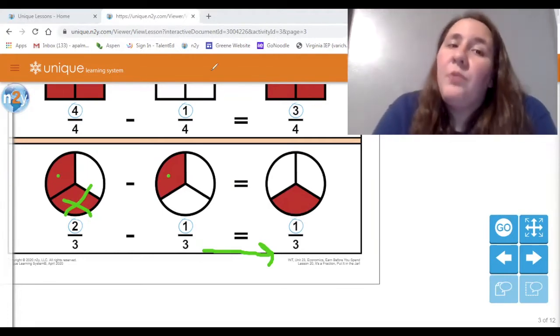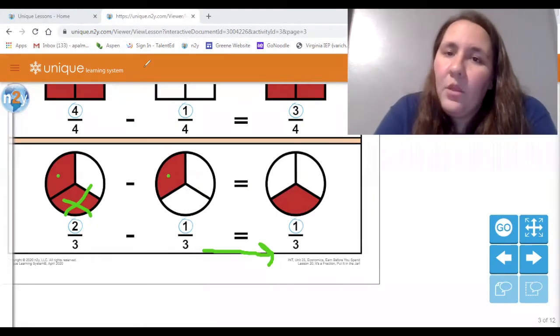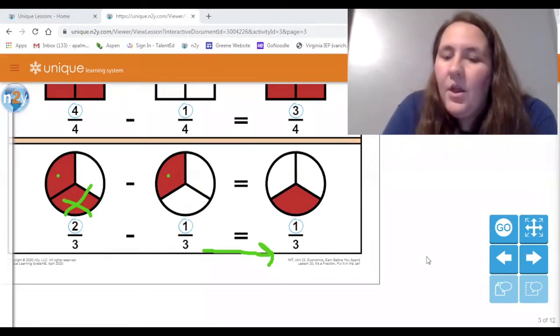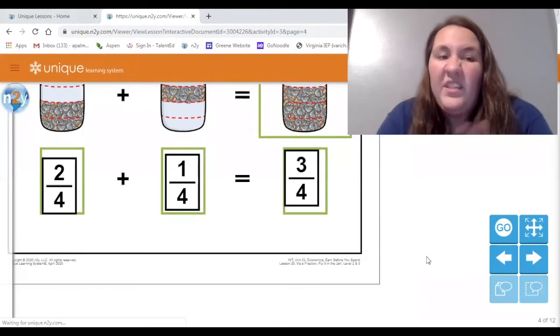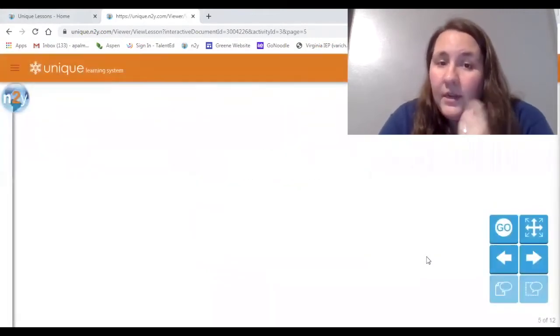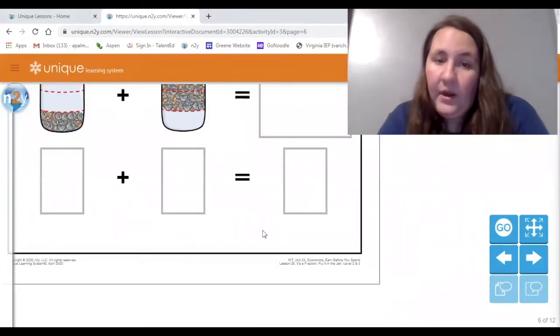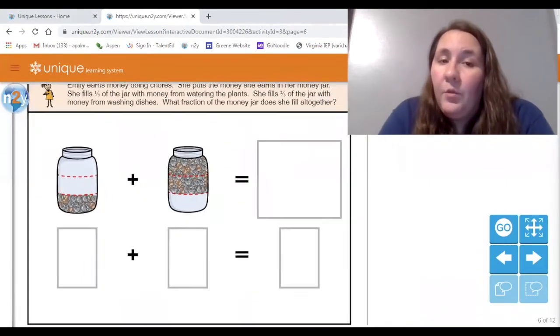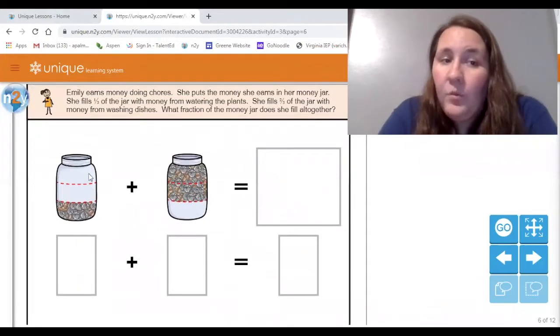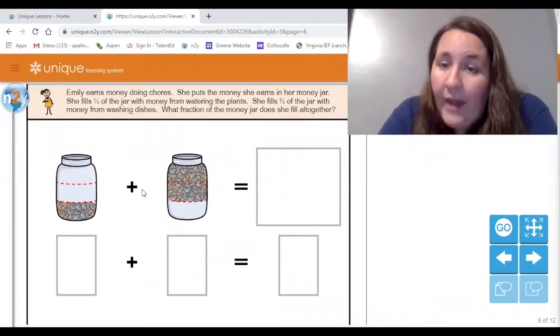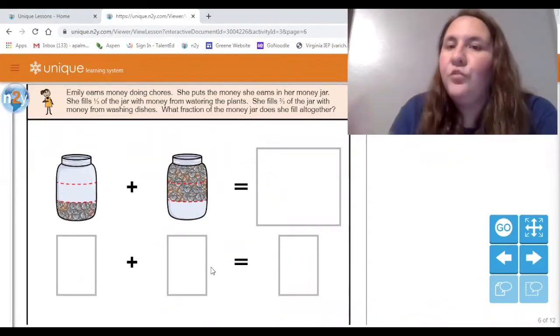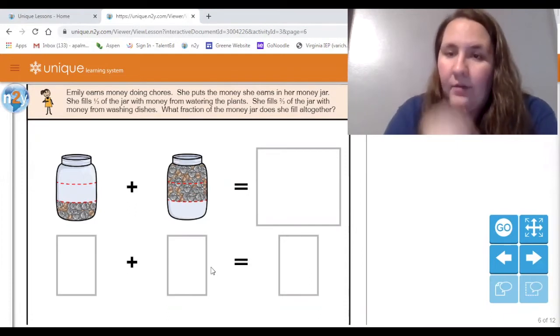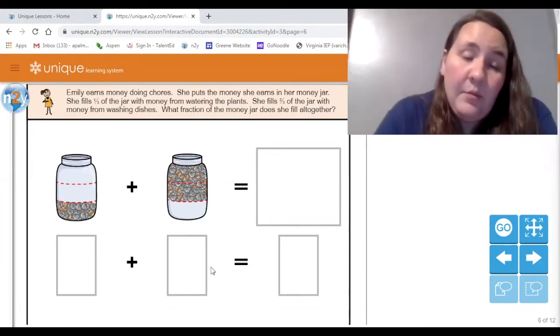So let's do some practice problems together. We're going to start with practicing our adding. We did that one in the last lesson, so we're going to go on to the next one. We're going to read the problem, then we are going to find our fractions that go below, and then we'll do our work for adding or subtracting, okay? So first, let's read the problem.